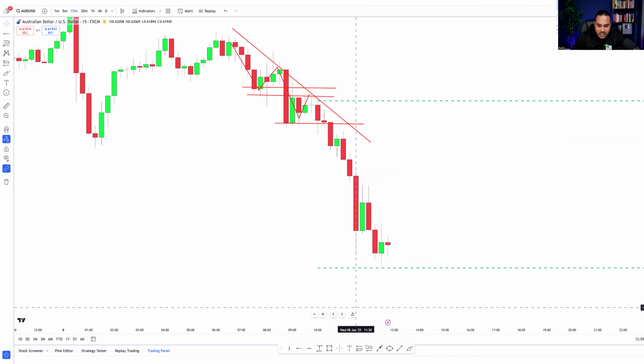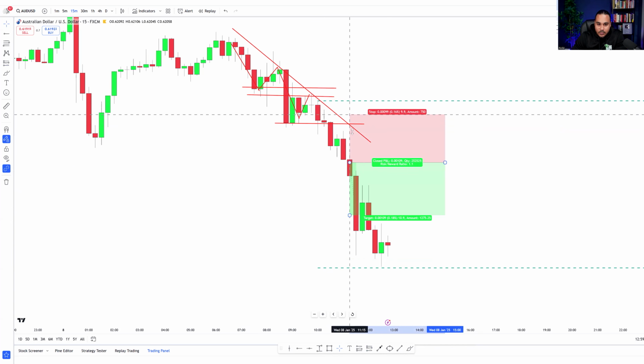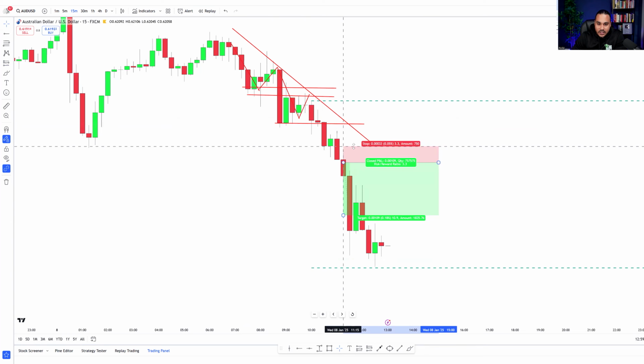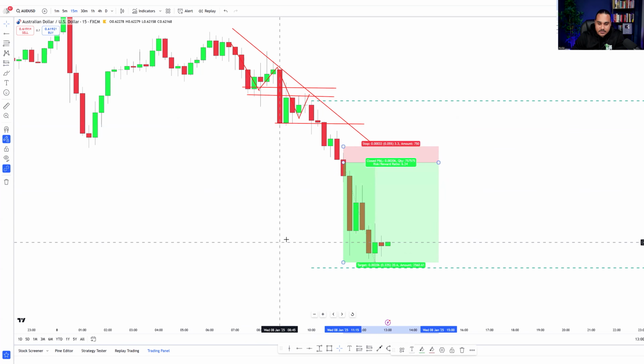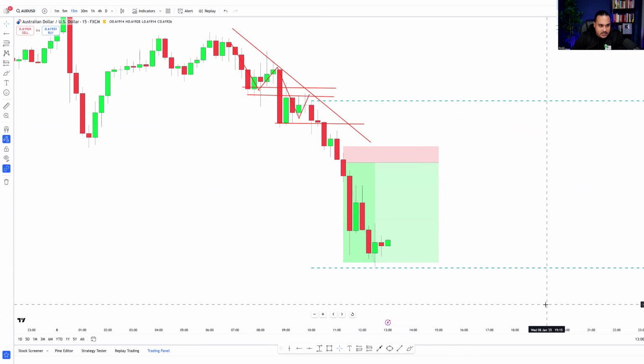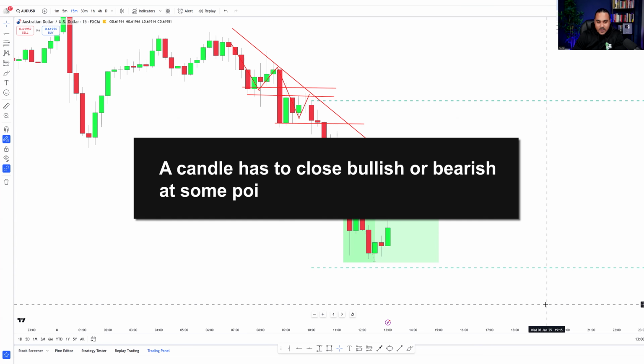We have another bearish candle, two candle theory trade. And what can we look for here? Stop loss above the wick. Then we can look for our targets. Guys, how difficult is this? I mean, how much do I need to break this down for you? Nothing is complicated when you understand that a candle has to close bullish or bearish at some point today.